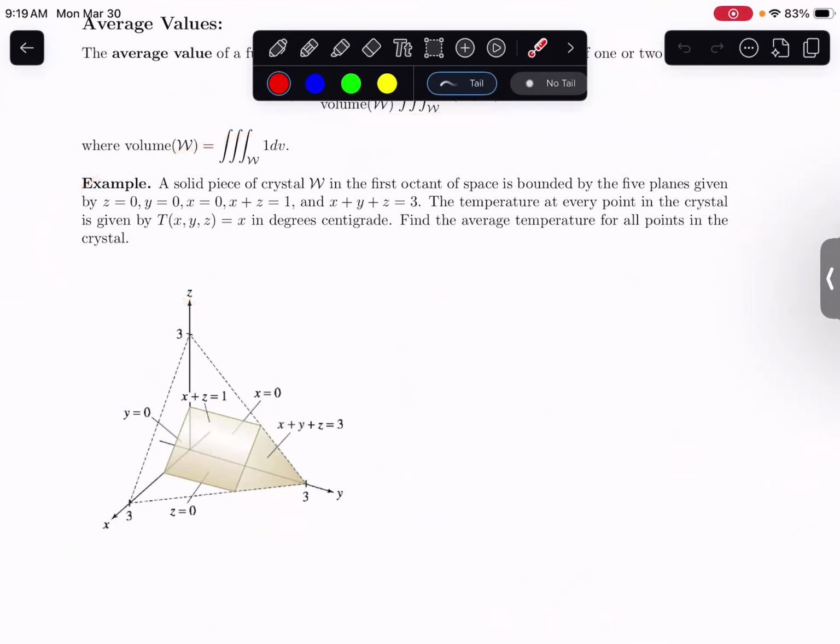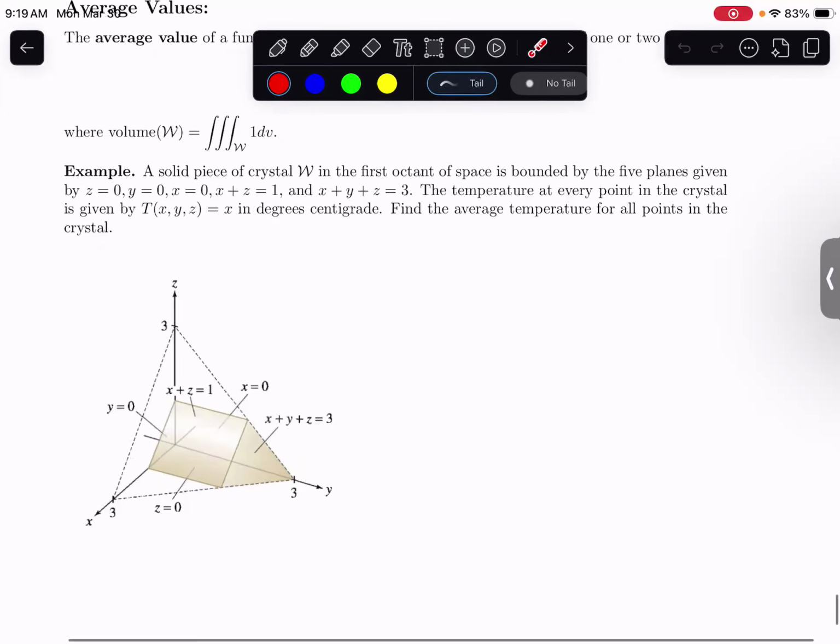The integral itself isn't that interesting, so maybe I'll just set things up and then speed through the computation so we can get to polar coordinates.